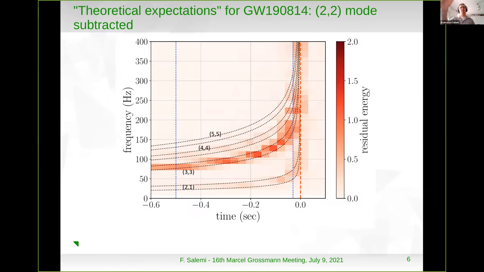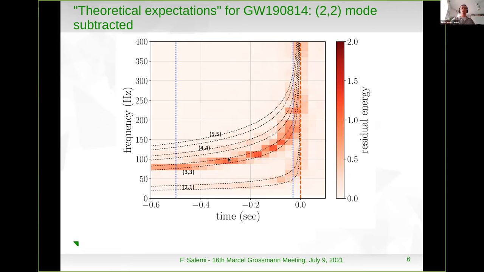Okay, so let's go directly to the basic idea. What I plotted here is that I took the maximum likelihood posterior sample from a PE run, including all the modes, and I subtracted the 2-2 mode just because it's too strong, and otherwise the figure was a little less easy to read. And then you see those tracks, the dotted lines, showing the tracks for the different modes. And you see the way coherent WaveBurst is reconstructing those modes without knowing anything about the waveform, just by considering the data over multiple detectors and trying to find some coherence in the signal.